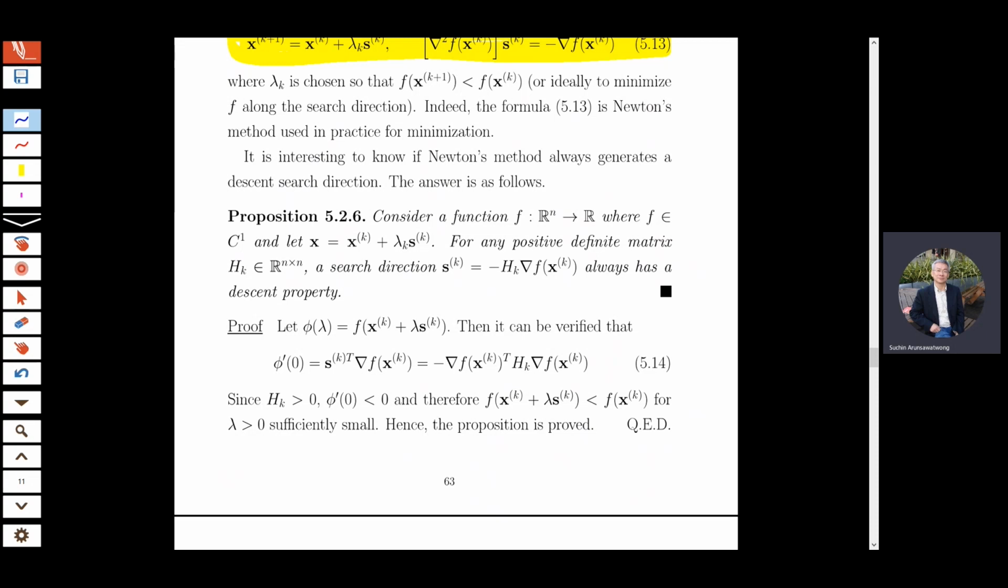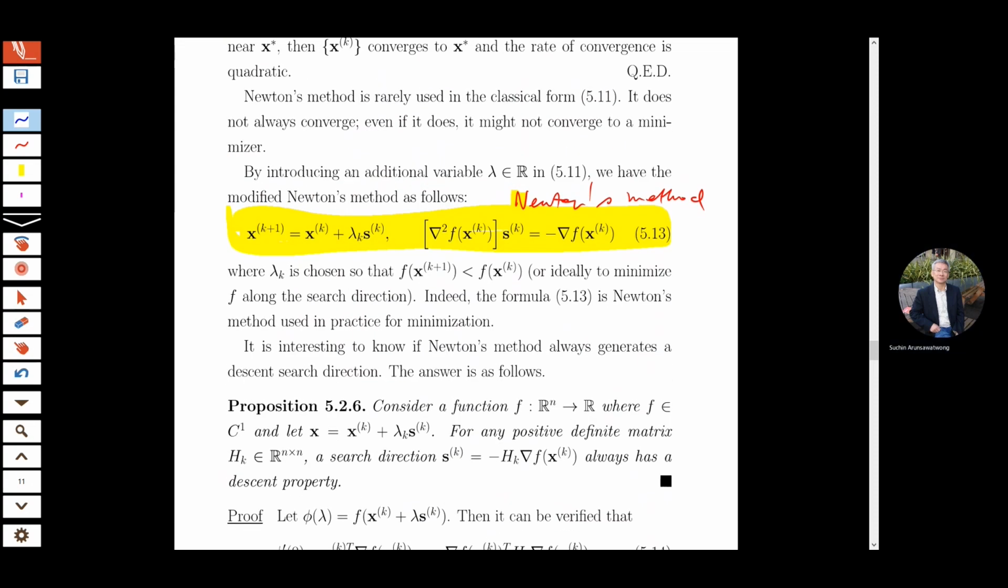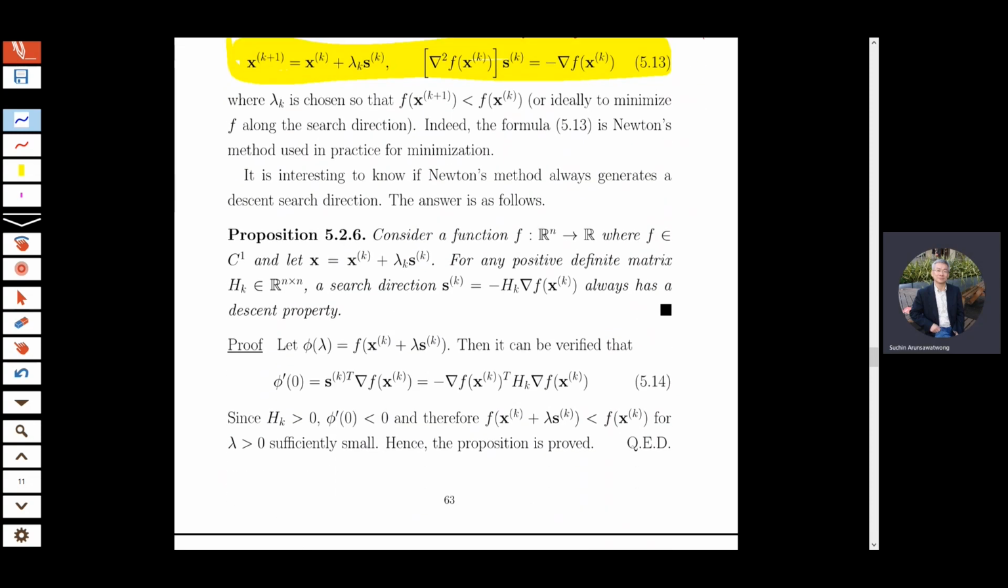Okay, then you can see that for Newton's method, the matrix Hk is the inverse of the H matrix of the function f at the point xk, right? We consider this as a general form so that we can apply it to other methods as well. We find that when the matrix Hk is positive definite, then the search vector Sk, which is equal to minus Hk multiplied with the gradient of f at xk, always has a descent property.